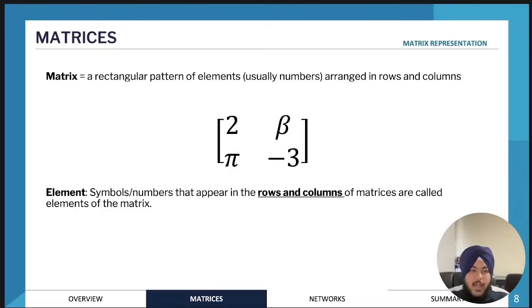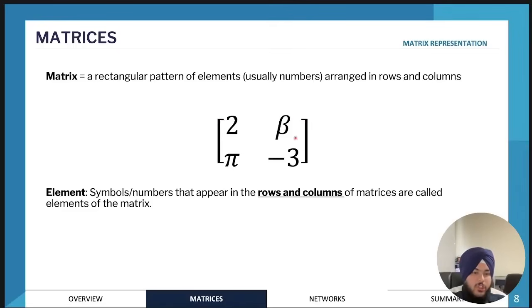Okay, so let's get started with matrices. Matrices are essentially just another way of representing information, and that's what we're going to really look at throughout the whole lecture. When we move on to networks, you'll see that networks are also another way of representing information. Matrices are usually rectangular, and they usually contain these square brackets with elements inside.